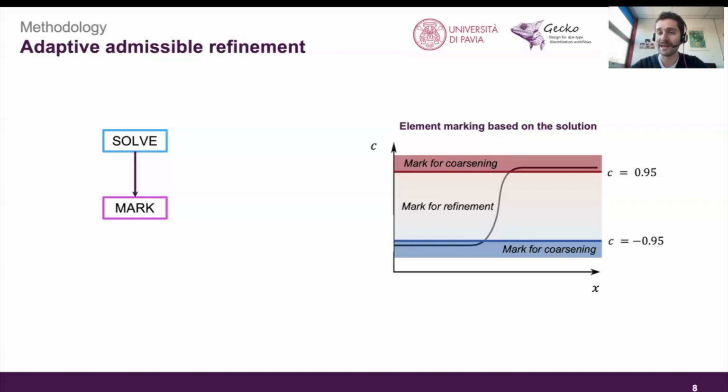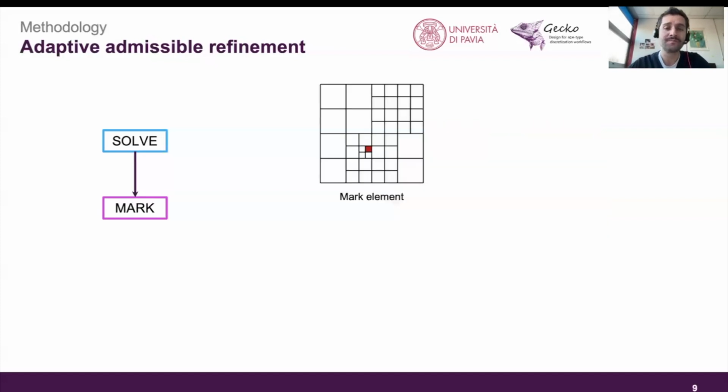Now, once we mark the elements for refinement, we also make sure that this refinement is admissible. That means we aim for a refinement that causes the mesh to be graded, so that very coarse levels do not interact with very fine levels of our mesh. And here I have a rather academic example to show how this admissible refinement scheme functions.